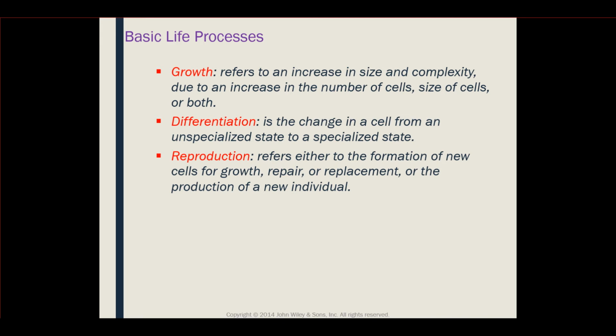Finally, the last basic life process is reproduction. So this refers to either the formation of new cells, either for growth, right, as we grow up, for repair or replacement. So say cells were damaged or we lost cells. Let's say you go out and you get a sunburn and your skin peels, right? We got to replace them, so they're going to be replaced. Or it could be even the formation of a new little individual, right? Making a new baby. Okay, so growth, differentiation, and reproduction are the last three, right?